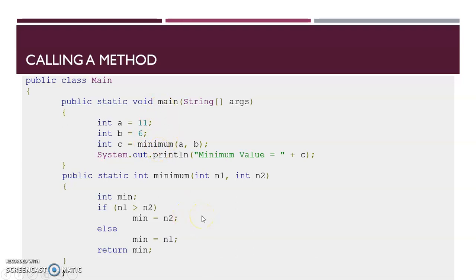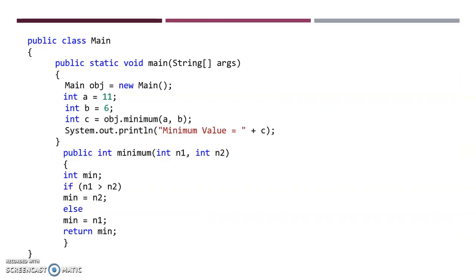Suppose that this word static is not there. Okay, so if the word static is not there, what happens is you couldn't call this minimum directly inside the main function, because this minimum is a function that is defined inside the main class, and the main function is another function that is defined inside the main class.